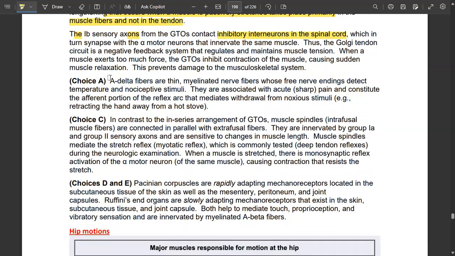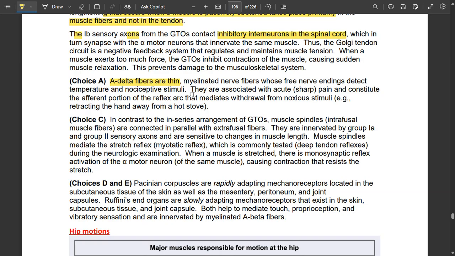Then A delta fibers. So what are A delta fibers? A delta fibers are thin myelinated fibers whose free nerve endings detect temperature and nociceptive stimuli. So pain stimuli and temperature stimuli are detected by A delta fibers, which are thin fibers.